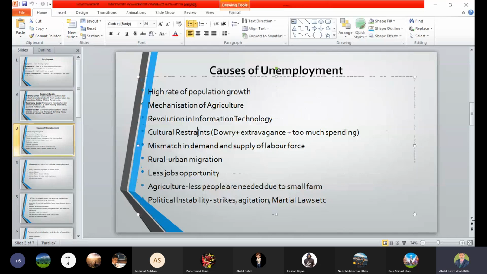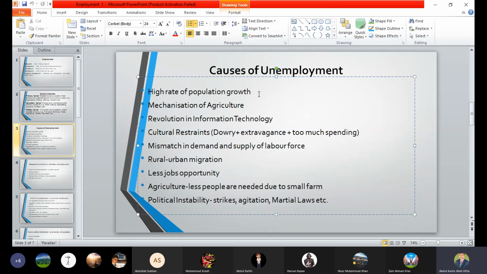Now, causes of unemployment. Why do we have more people jobless in the country? Or what are the causes or reasons of unemployment? Number one, high rate of population growth.